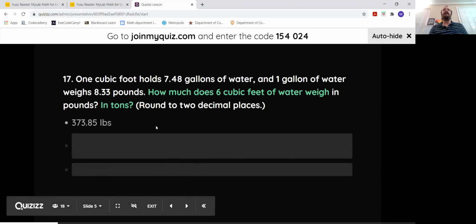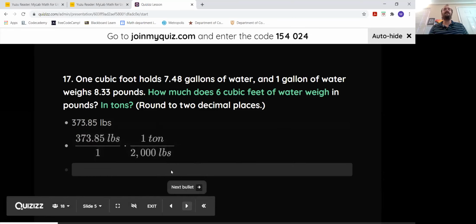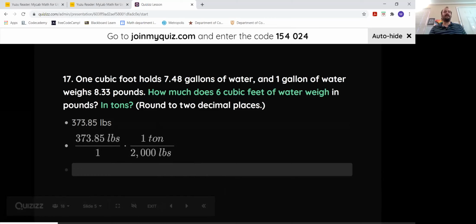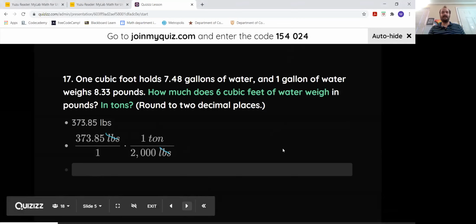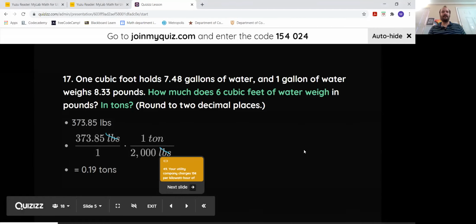All right, so we started with 373.85 pounds. We know that 1 ton is 2,000 pounds. So maybe there's a question of how do I set this up? If pounds are up here, pounds have to go on the bottom over here. So we have a pound on top and a pound on bottom, and we end up in tons. So when I multiply through and then divide, I have to divide 373.85 by 2,000.